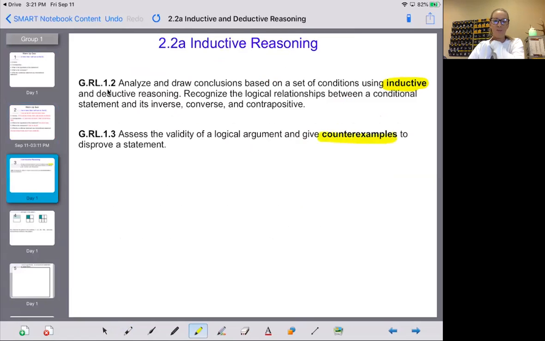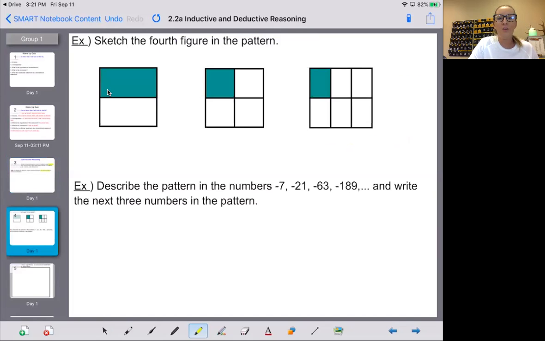So a counter example is an example that goes against. So a counter argument or a counter example, an example that proves something is wrong. So we're just going to start off with some kind of easy questions here.